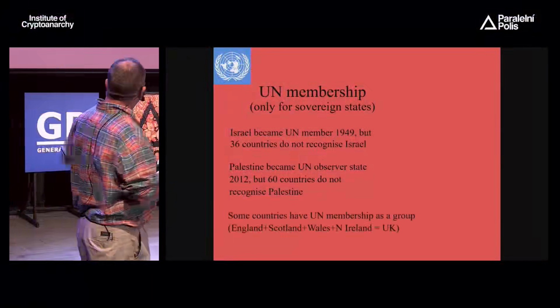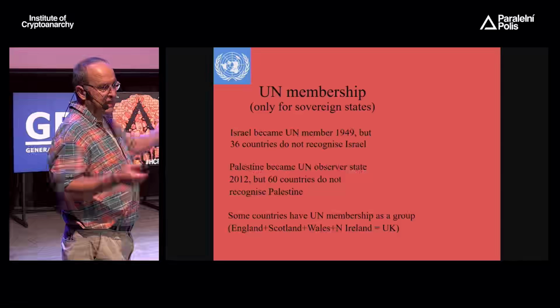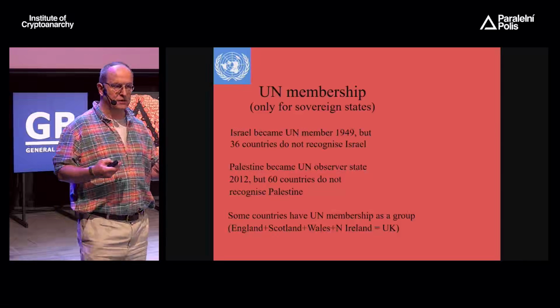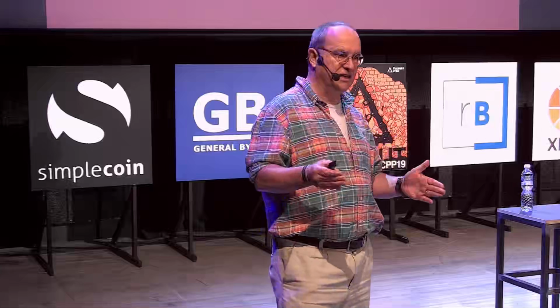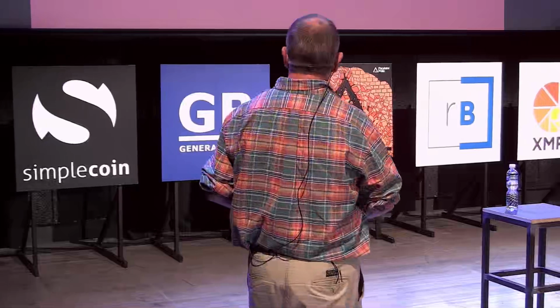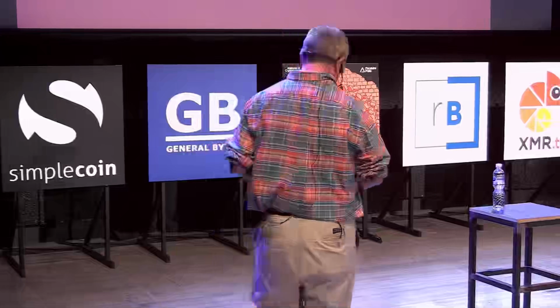And then there's my own country. Now, I was born in England. I have a UK passport, but England, from the perspective of the United Nations, is not a country. It only has a seat at the United Nations as a member of the United Kingdom. And the United Kingdom is made up of England, Scotland, Wales, and Northern Ireland.